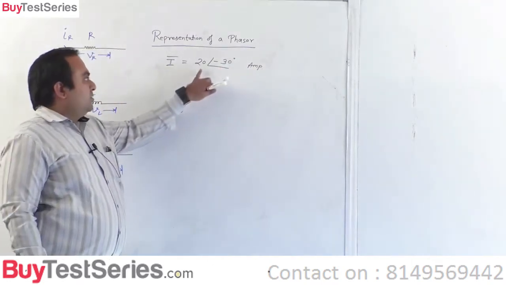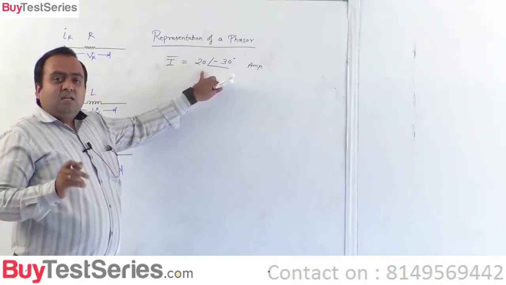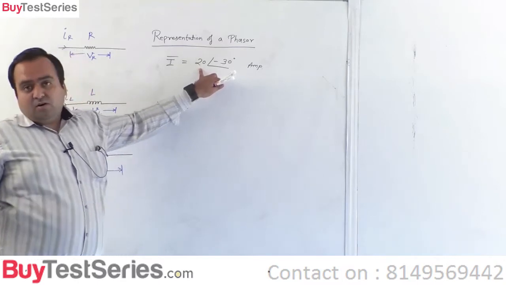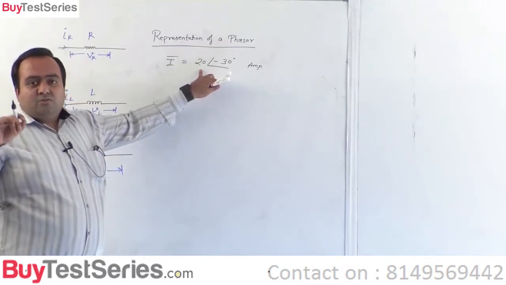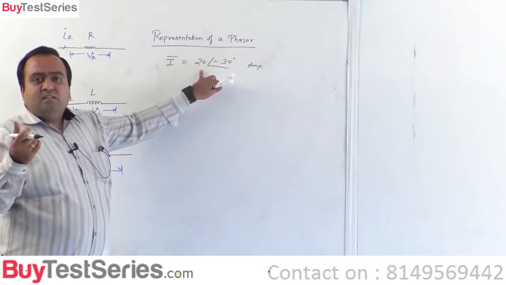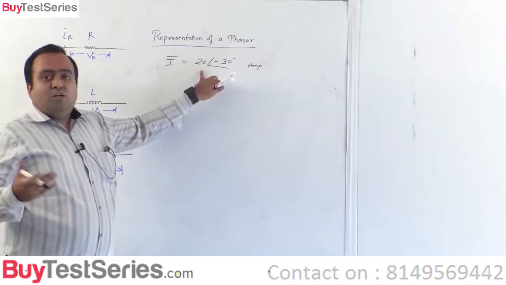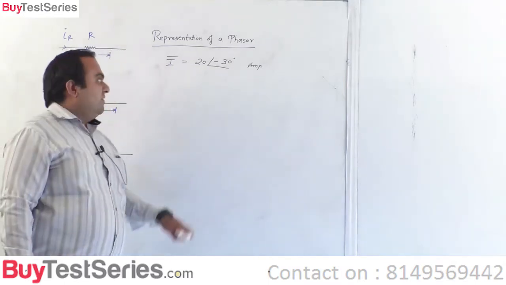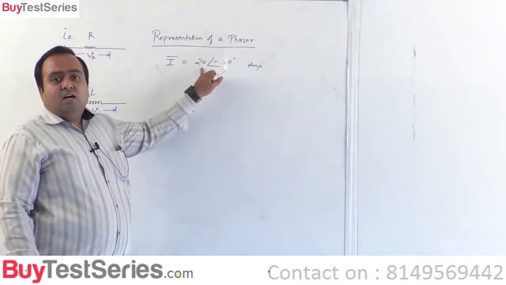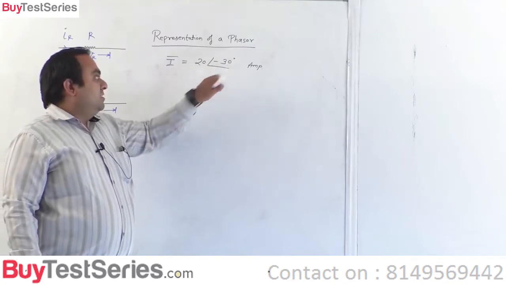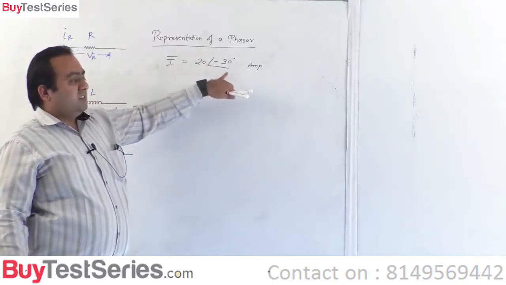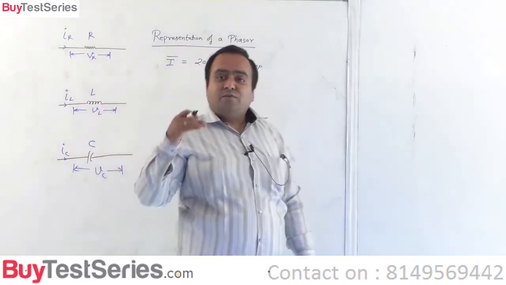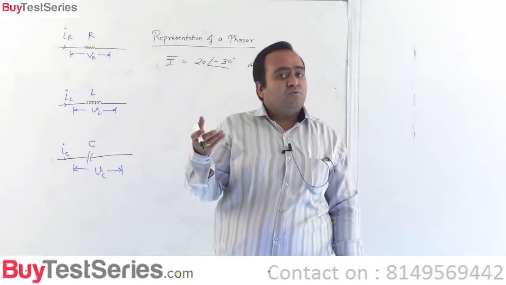This means that the magnitude of the current is 20 amperes and it is the RMS value of the current. In sinusoids, when we specify the voltages and currents, when you say 240 volt is the domestic supply, this 240 volts is the RMS value. Similarly, here 20 is an RMS value, and this is called its phase. This is the magnitude, this is the phase. Minus 30 degree means the current lags the reference phasor.